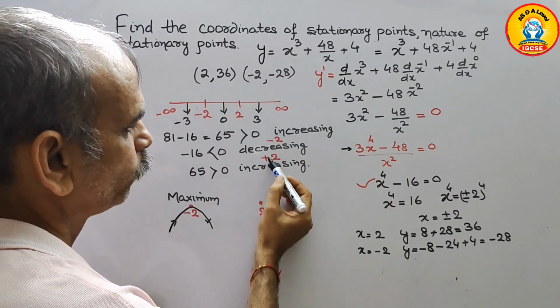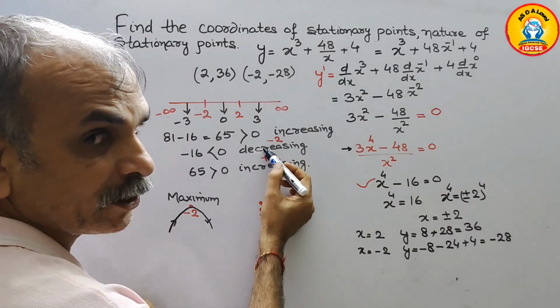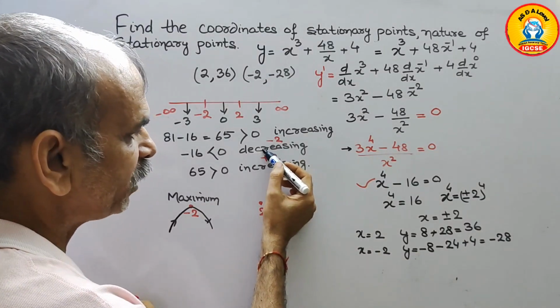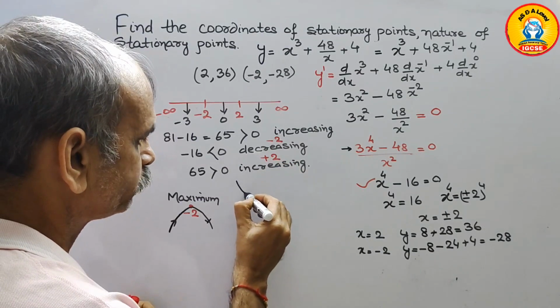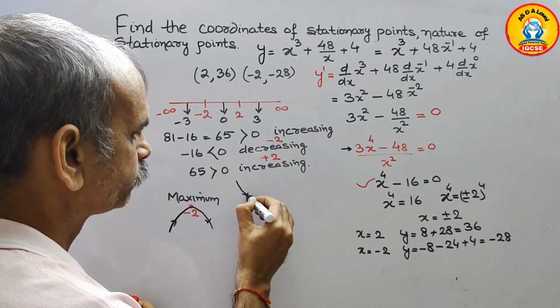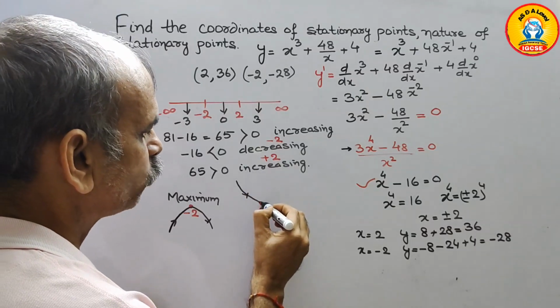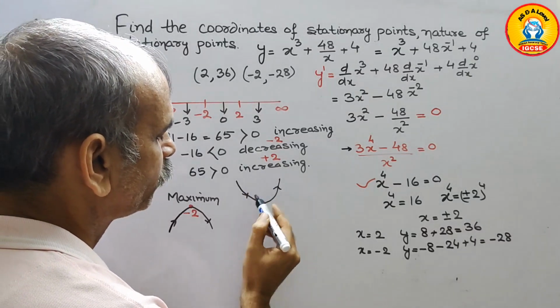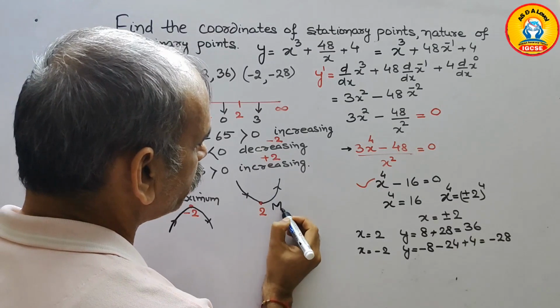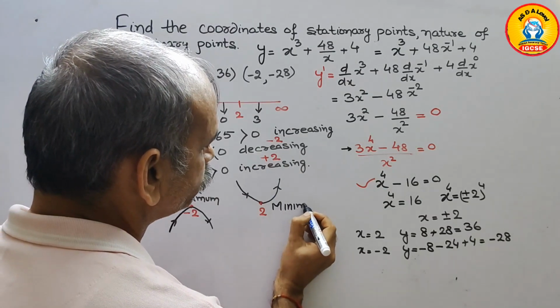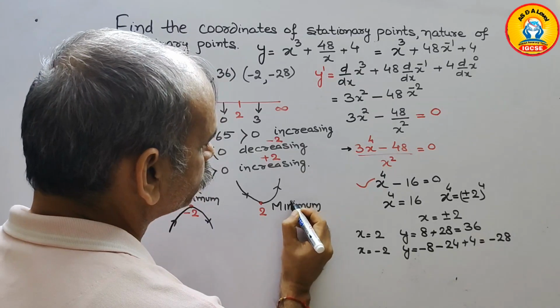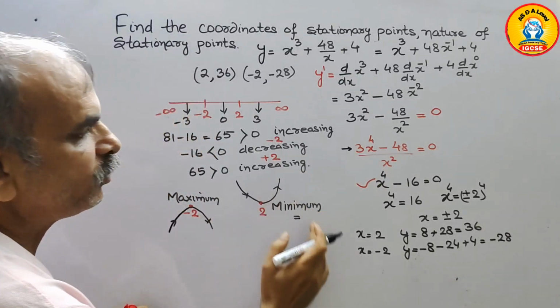Next for 2, it is first decreasing, that means it is coming from the top. Then increasing, it is going back to the top. So this point is your minimum point. So like this we have to do it.